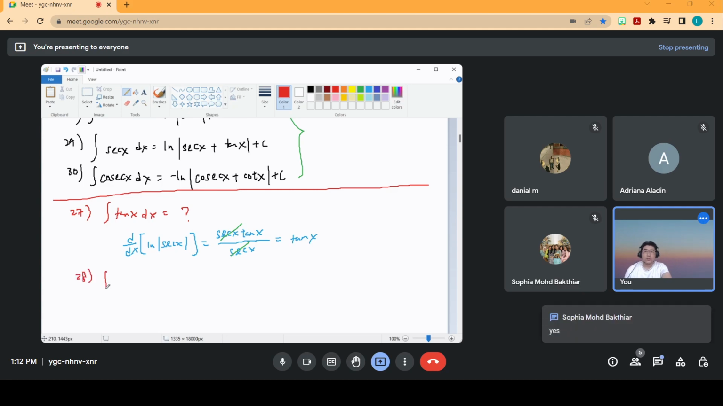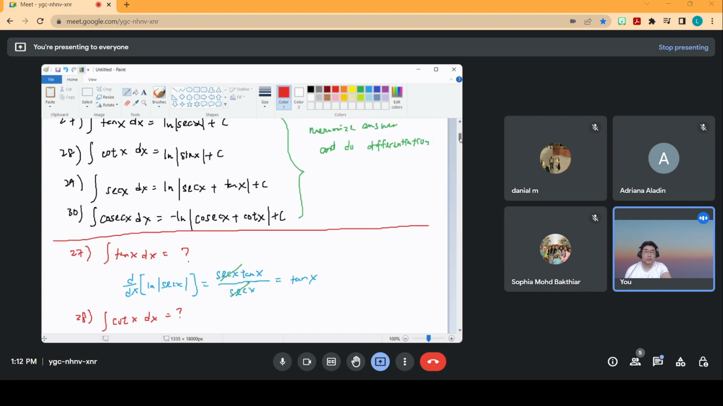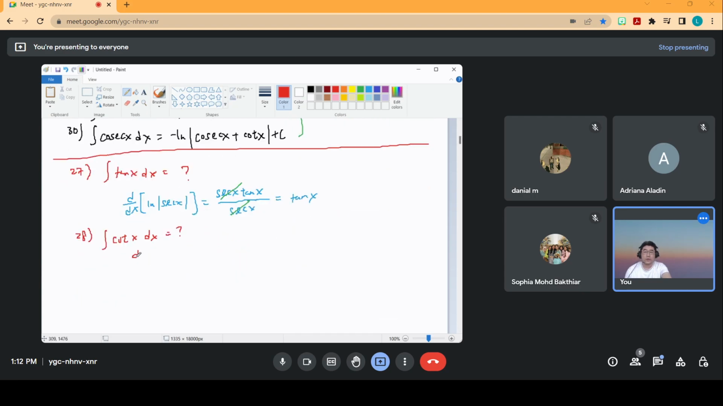Okay, then 28, you have cotangent x. Again, how do we even know the answer? As I said earlier, we remember by using differentiation. So I have ln of sine x. Whatever is inside we write at the bottom, and the differentiation of the inside I write on top. I have cos x, the differentiation of sine goes to cos. So cos over sine, according to the trig identity, is cotangent. Done.